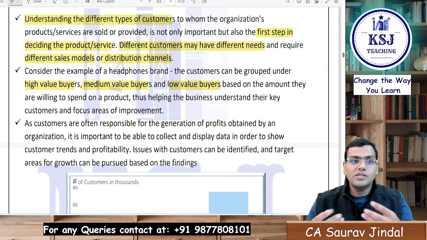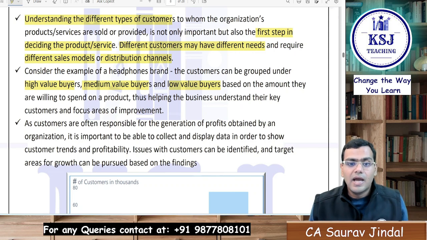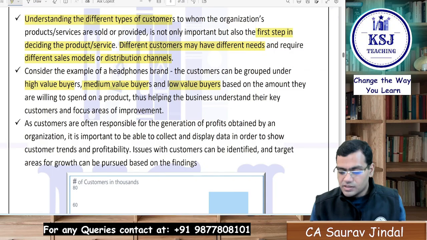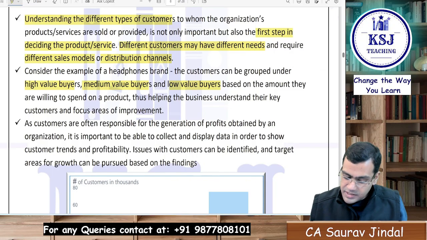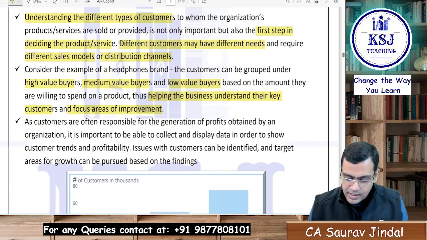They have understood what the customer requires, and accordingly they have made their internal processes so efficient that they are able to cater to the different needs of the customers based on the amount they are willing to spend, thus helping the business understand their key customers and focus areas of improvement.